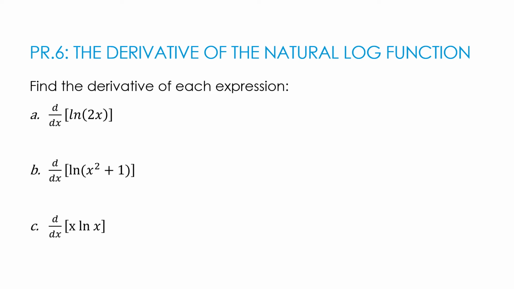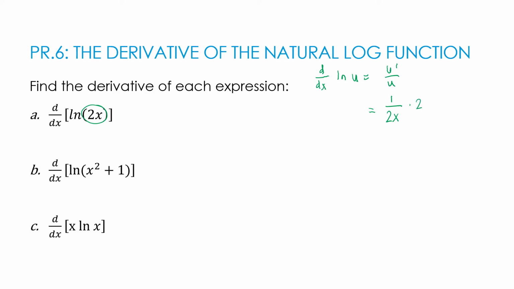So let's take a look at some practice using that, and just recall that the derivative of the natural log of u would be u prime over u. So that's what we're going to be using. For instance, on this first one, the first thing I would do is say my solution is going to be 1 over 2x because we always take 1 over that value. And then I can multiply that by the derivative of 2x, which is 2.